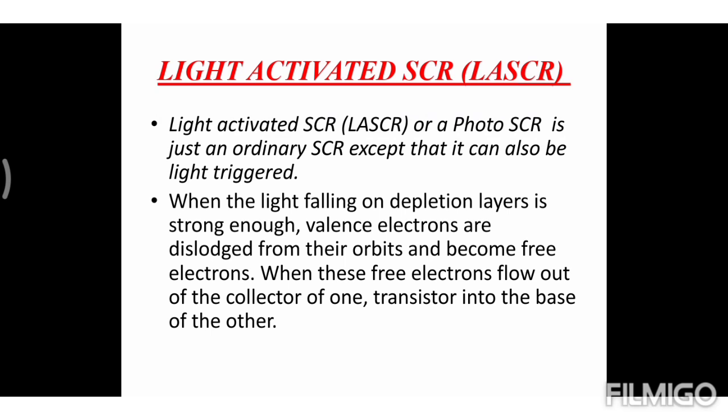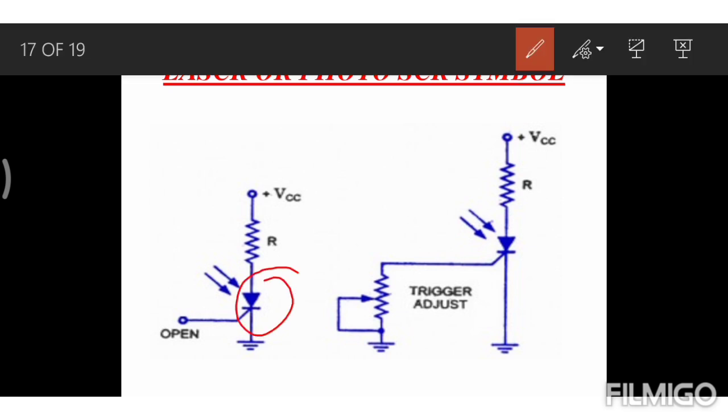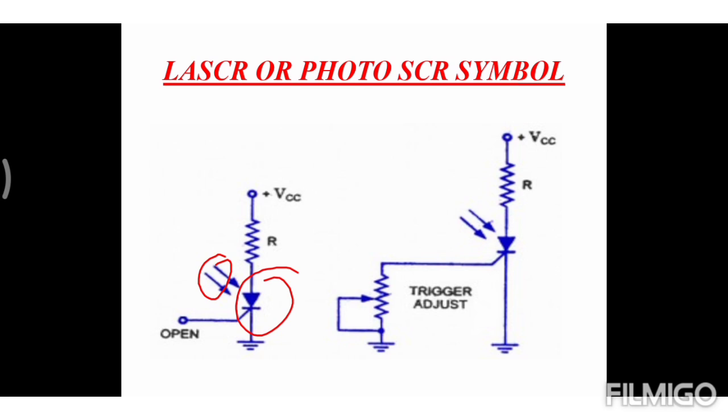So this is the light activated SCR, and the symbol for this photo SCR, or LASCR, is this one. See here, this also works as an SCR. That's why its symbol is the SCR symbol, and additionally we are using light rays to indicate the LASCR. This is the electrical representation of the LASCR.